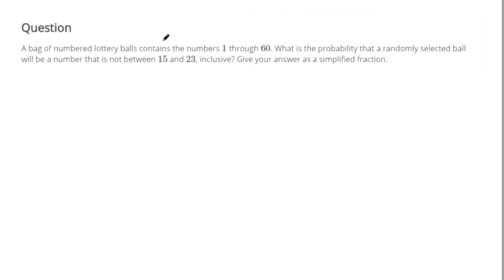So we've got a bag of numbered lottery balls that contains the numbers 1 through 60. What's the probability that a randomly selected ball will be a number that is not between 15 and 23? Okay, there's a total of 60 numbers to be chosen, right? How many numbers are between 15 and 23? The trick is, if you need to know how many numbers there are between 2 numbers, you subtract them and then add 1. Okay, so it's 15 and 23 inclusive.